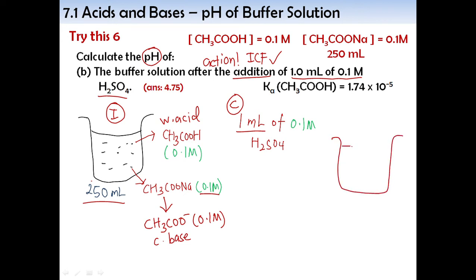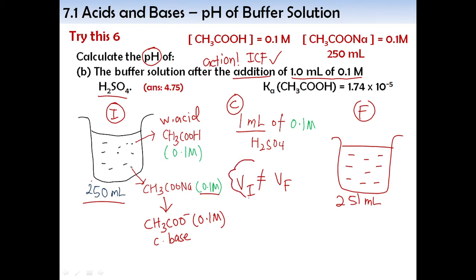So initially 250. Lepas tu awak tambah 1. So the volume become 251 mL at final. Kalau awak tengok dekat sini, initially volume awak 250. Final, your volume is 251 mL. Jadi, initial volume not equal to the final volume.